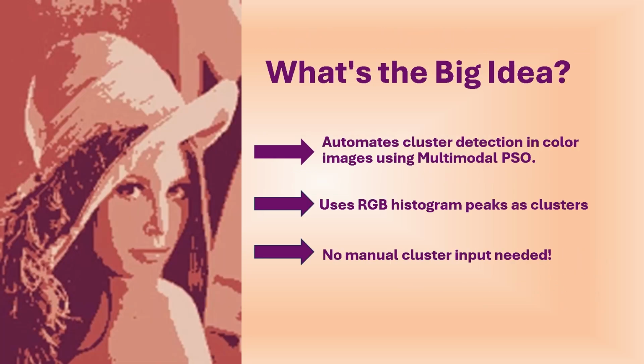This paper tackles a key challenge in image processing, splitting color images into meaningful regions, like separating a sky from a tree. Traditionally, you'd need to guess how many regions to look for, but this method uses something called multimodal particle swarm optimization, or PSO, to automatically find the number of clusters and their locations in a 3D color histogram. No more manual guesswork. This is a game changer for making image analysis faster and more accurate, and it's perfect for applications like medical imaging or photo editing.